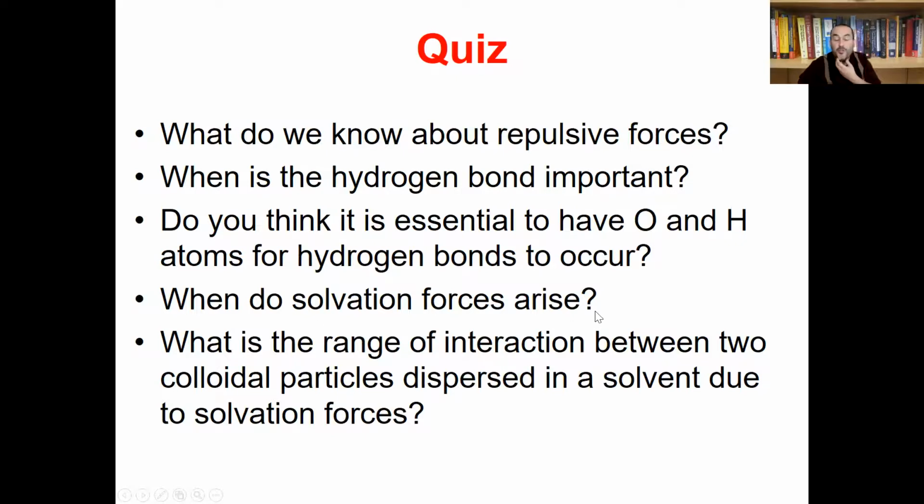When do solvation forces arise? When you have solvent molecules packing around molecules, thus mediating the interaction between these molecules, which are solutes.